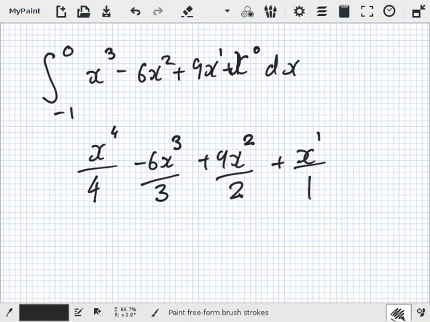Plus x to the power 1 over 1 then. We're doing an exam question if you're interested. So this is an integration one here. Okay. Now, do you know what I do with the 0 and the minus 1?